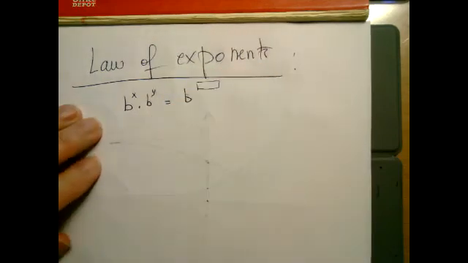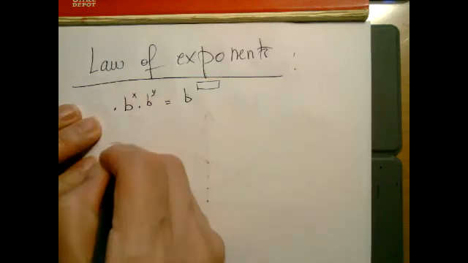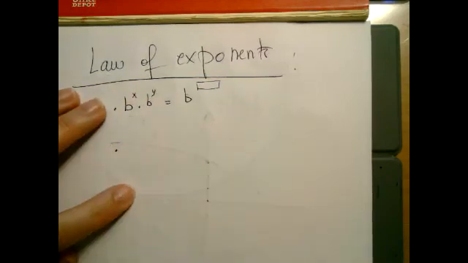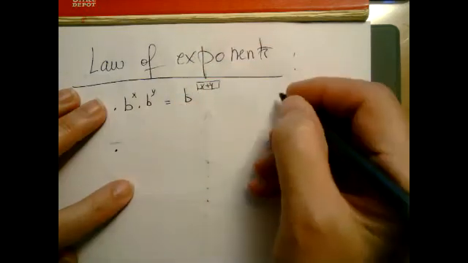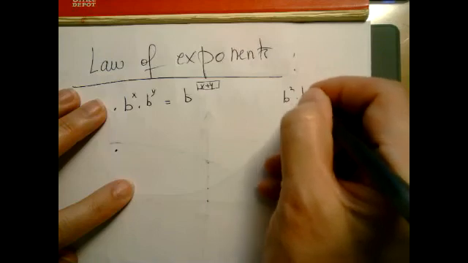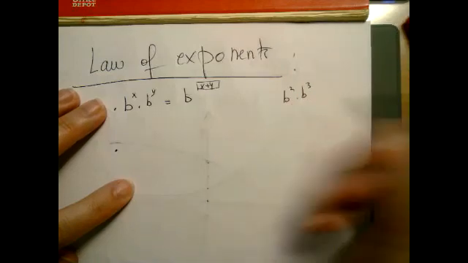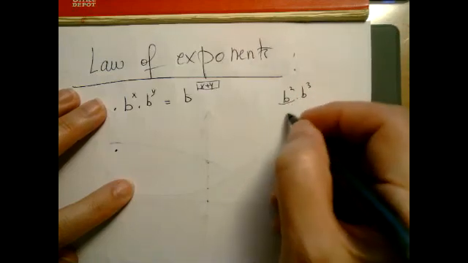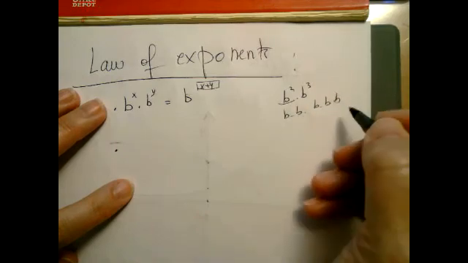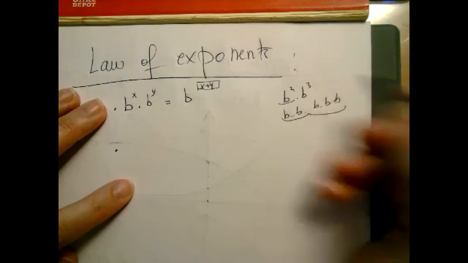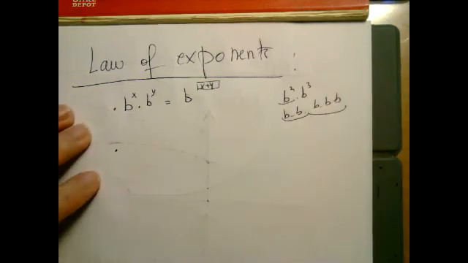what do you do with the power? Quickly. Add them. You add them. If you ever forget, what's b squared times b to the power 3? B squared means 2 b's. B cubed, 3 of them. So how many together do I have? 2 from here, 3 from here, I have 5 of them. So if you ever really forget them, do that.